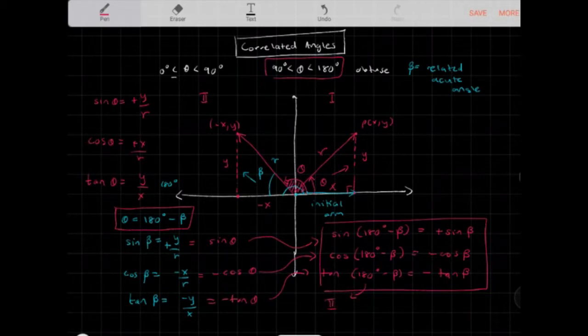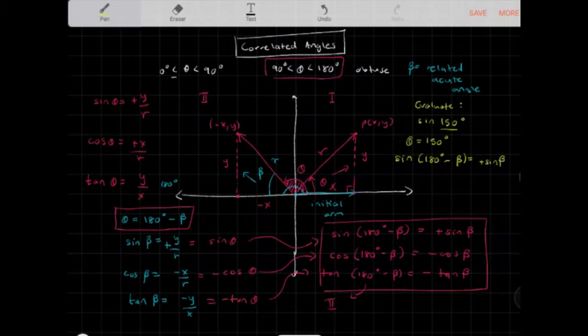Now, what's the relevance of this? Well, let's say we had to evaluate what sine 150 degrees was. We can notice here that 150 is an obtuse angle, so because it's obtuse, it's going to be found in quadrant 2. Theta here is 150 degrees, and we know that in the second quadrant, the correlated equation is sine of 180 degrees minus beta equals positive sine beta.